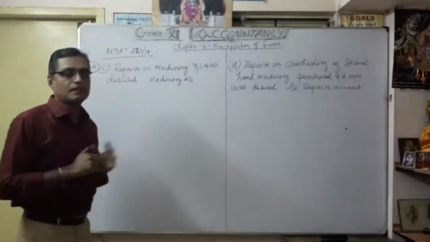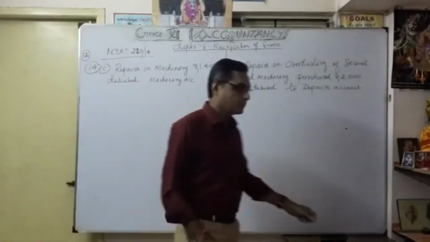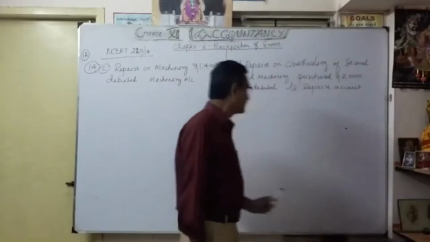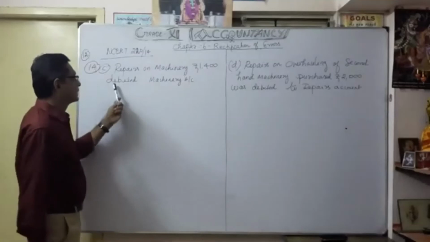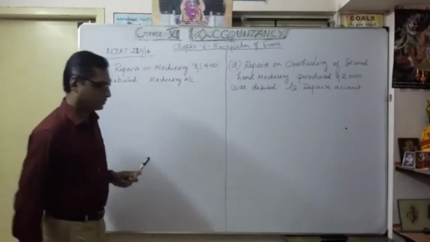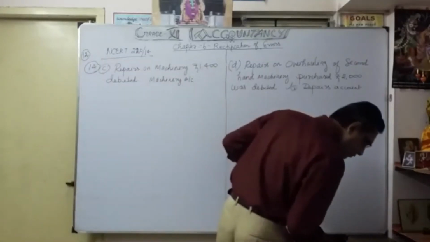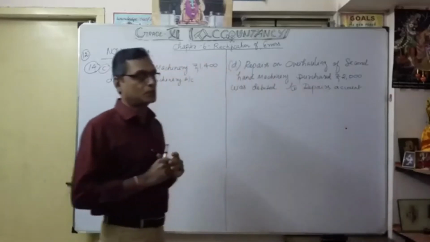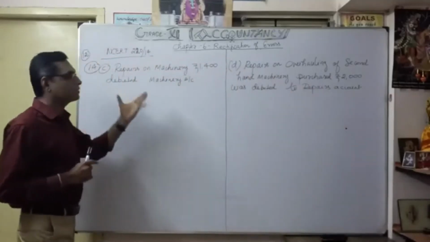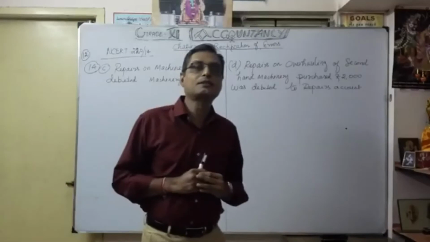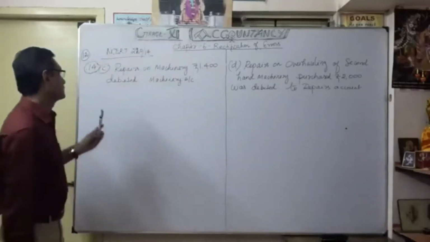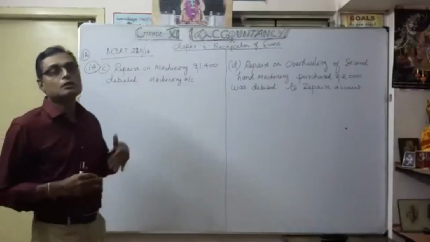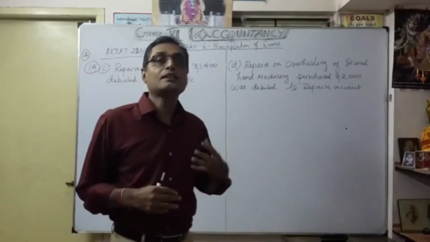So now see the third one. It's very interesting. What is the transaction they have given? Repairs on machinery of 1,400 debited to machinery account. That's what they have given. Naturally, repairs on machinery comes under what type of expenditure? It is considered a revenue expenditure. But what happened? It was wrongly debited to machinery account, treated as capital expenditure.